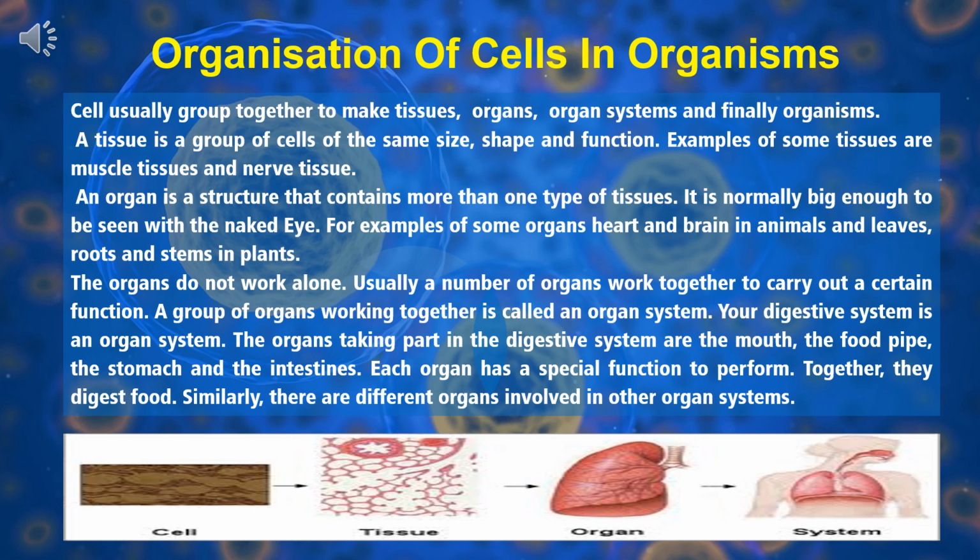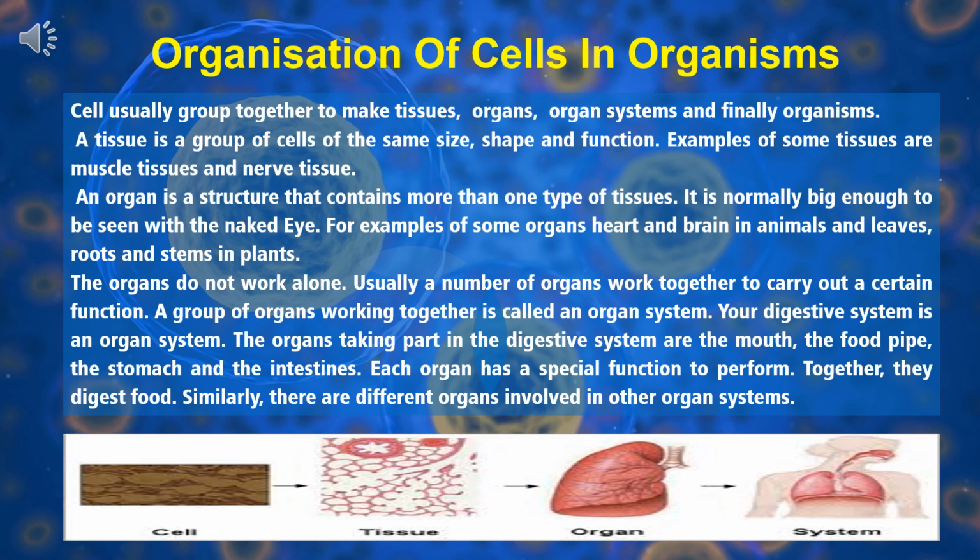The organs taking part in the digestive system are the mouth, the food pipe, the stomach, and the intestine. Each organ has a special function to perform. You have studied, okay? Like your digestive system has mouth, food pipe, stomach, intestine, all those things. And each and every organ, each and every part has its special function. But together they digest food. ये सब जब एक साथ मिलकर के क्या करते हैं, आपका खाने को डाइजेस्ट करते हैं.